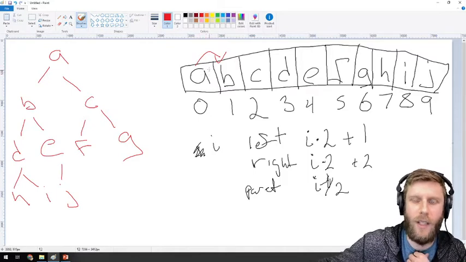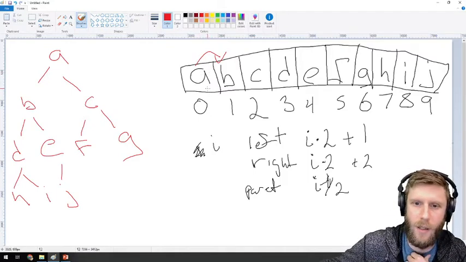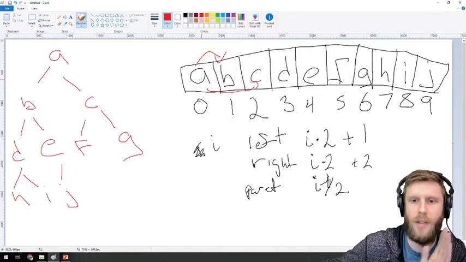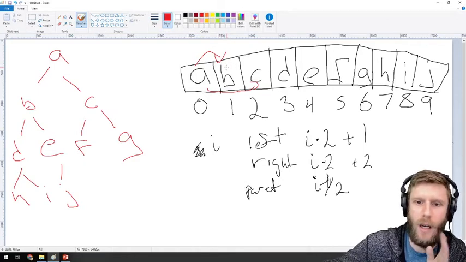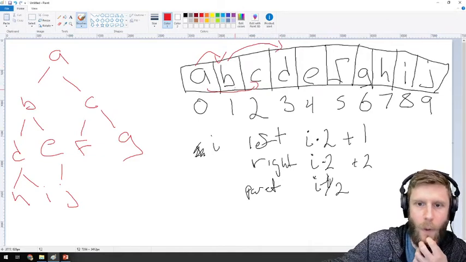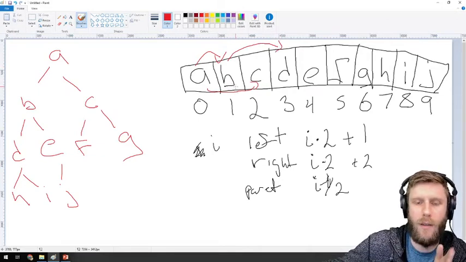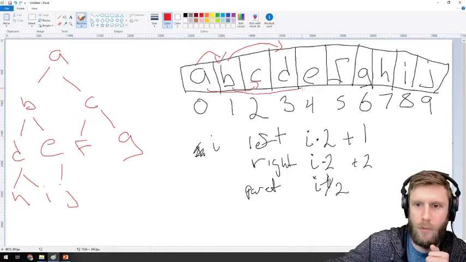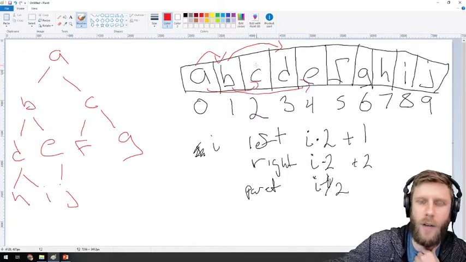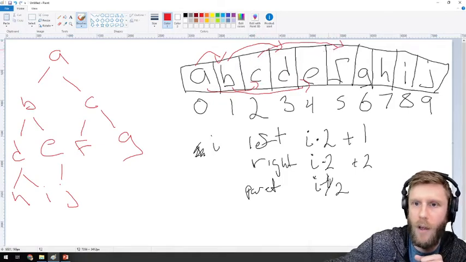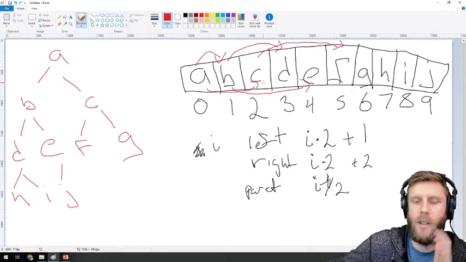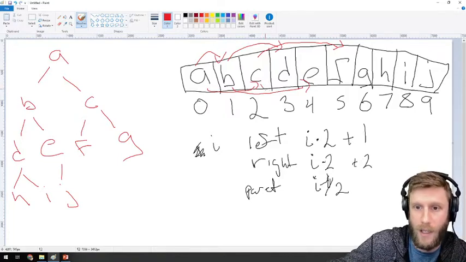And its right child will be C. Why? Well, 0 times 2 is 0 plus 2 is 2. Now B, what's your left child? Well, it's i, 1 times 2, which is 2 plus 1. Okay, D. And what's your right child? Well, it's 1 times 2 plus 2. Well, 4. And then C, who's your left child? Well, that's 2 times 2, which is 4 plus 1 is 5. So your left child is F. And your right child is going to be 2 times 2, which is 4 plus 2, which is 6.